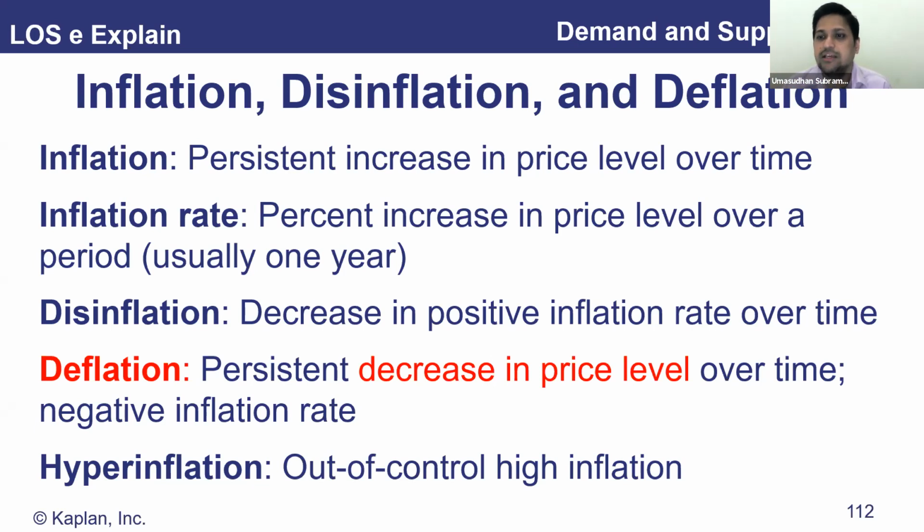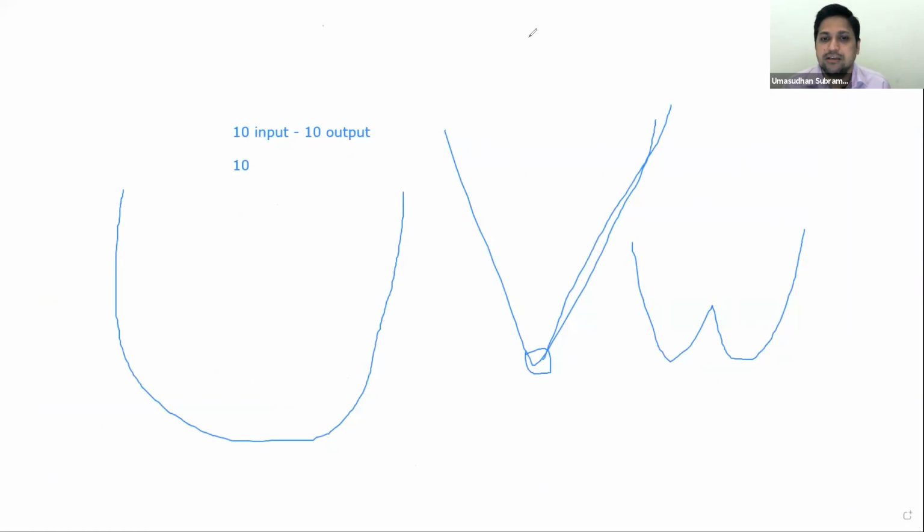Disinflation, you should understand this. It is always confused with deflation, and this is a very often tested exam question. So please pay attention to disinflation and deflation. Disinflation is basically your inflation falling. It doesn't mean that you have deflation. For example, your inflation was 10% last year, this year it's 8% and becoming 7%. This is disinflation.